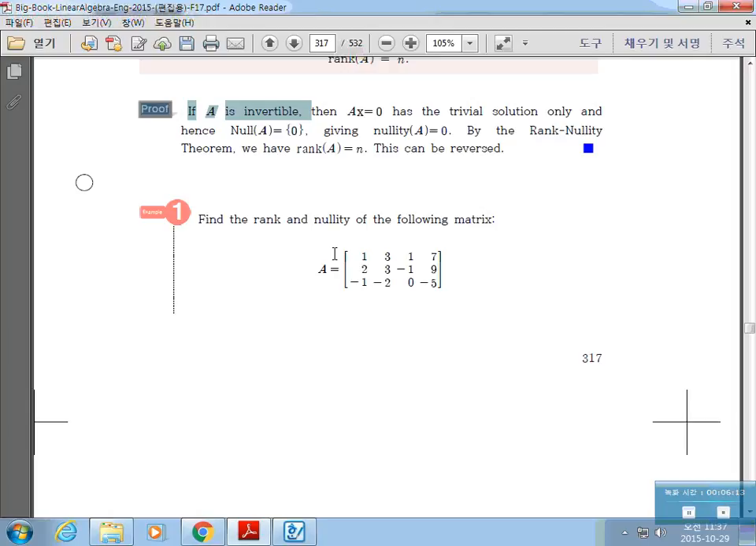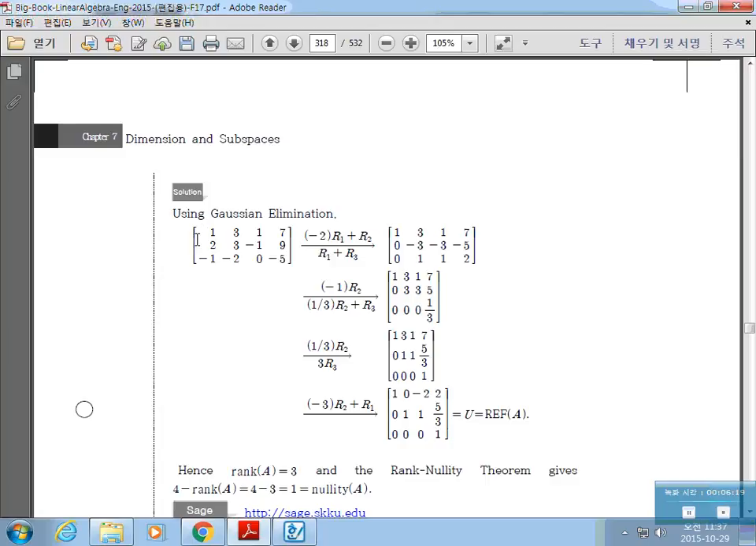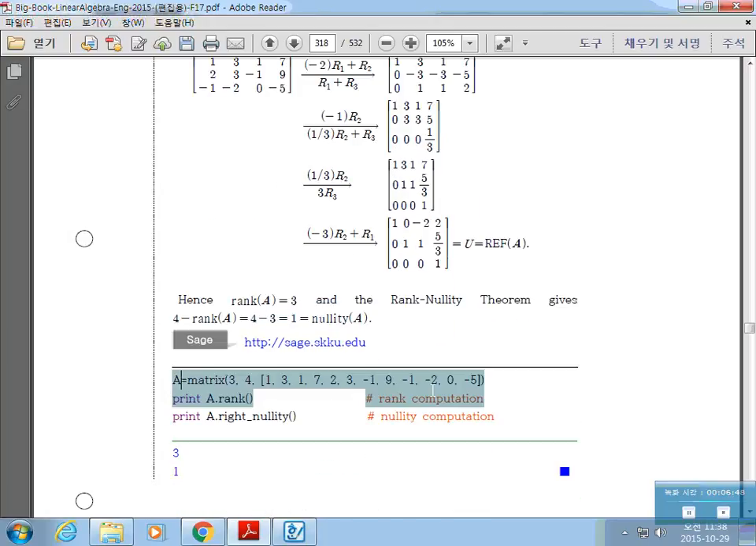Find the rank and nullity of the following matrix. Suppose we have a matrix like this. By using Gaussian elimination, we can find the REF of A. What's the rank of this matrix? 1, 2, 3. There are three leading ones. So the nullity of A is equal to 4 minus 3, which is 1. You can define a matrix A and find the rank and nullity in this way, which says your computation was right. Rank is 3, nullity is 1.